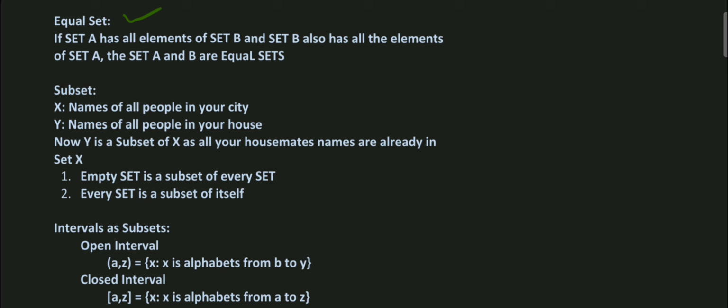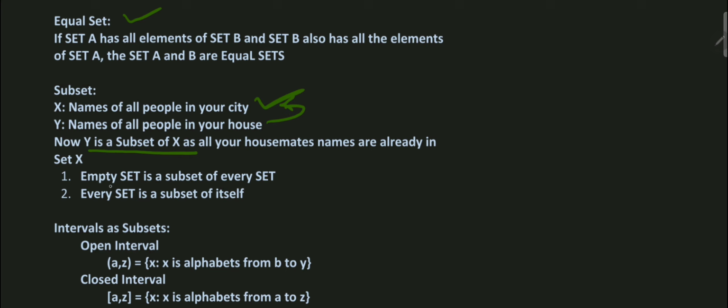Then comes the subset. Subset is a terminology. Let's say set X defines names of all the people in your city. That automatically includes all the family members in your house. And set Y defines names of all the people in your house. That means set Y has already come in set X. So set Y is a subset of X.